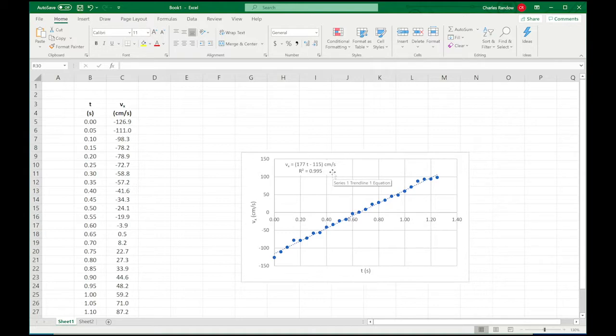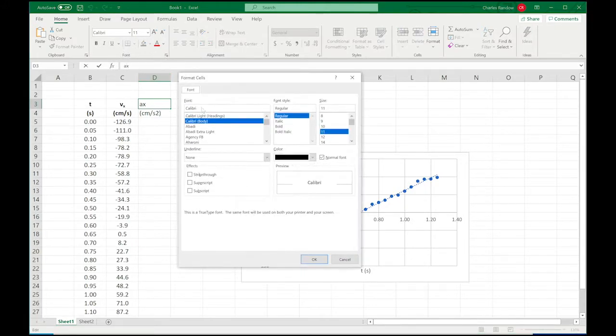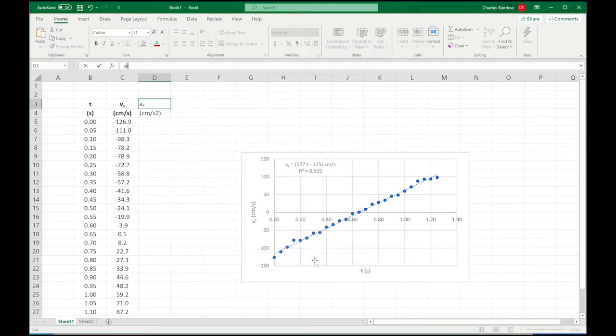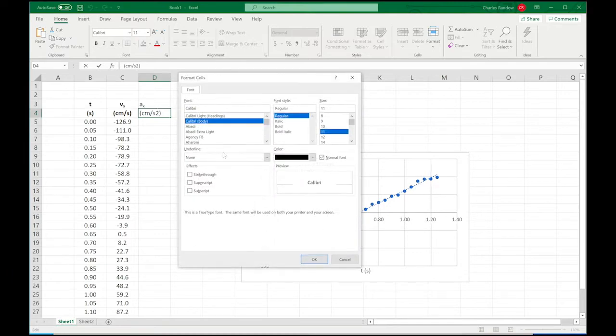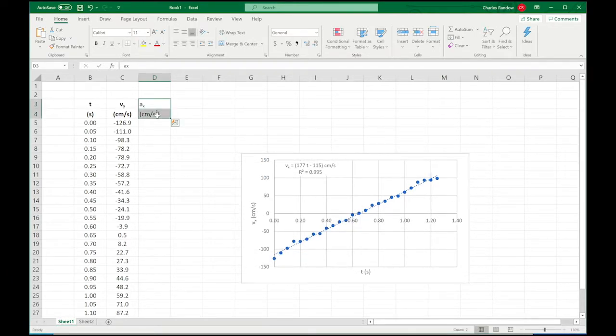So one way to handle this is, let's say I wanted to take a derivative of this to find the acceleration. I can say a sub x in centimeters per second squared, let's say. I would have to just show you this briefly. Subscript on the x to make it look like a subscript, superscript on the 2 to make it look like a power, make them both bold.